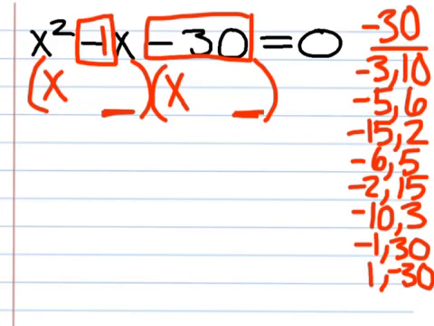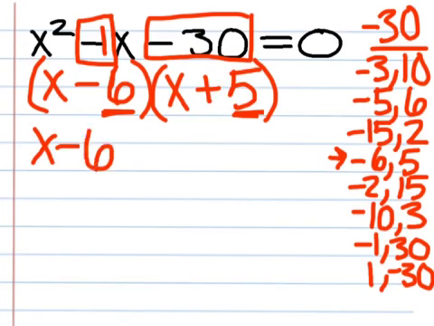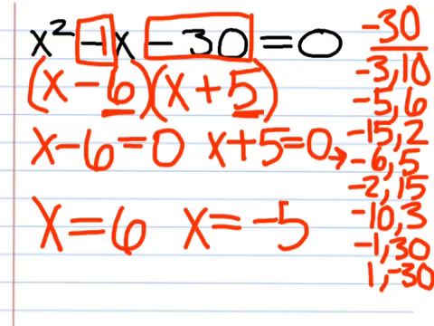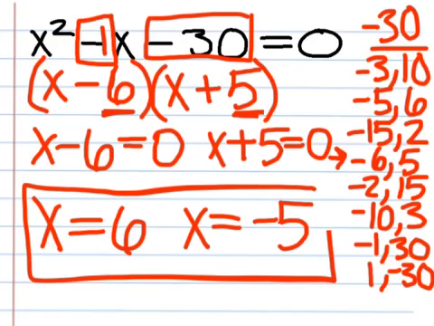What two numbers of our factors of -30 add up to give us -1? -6 and 5. So those are the two numbers that are going to go right here. Negative 6, positive 5. Set these equal to 0. So we have x minus 6 equals 0 and x plus 5 equals 0. And our final answer should be x equals 6 and x equals negative 5.